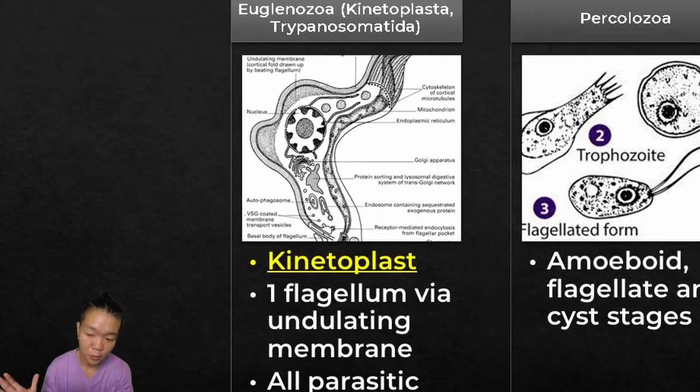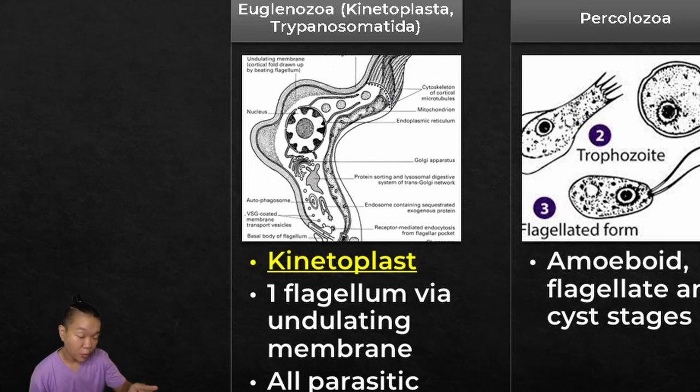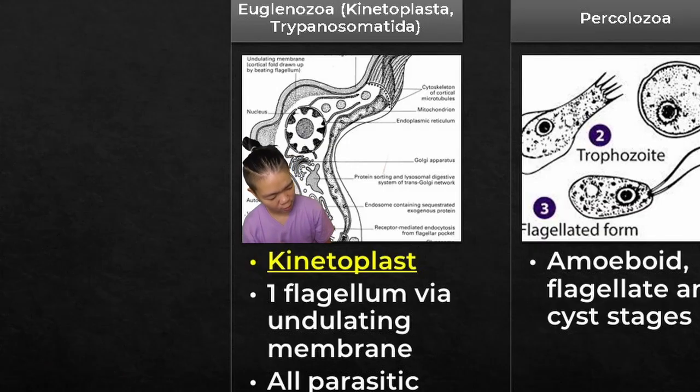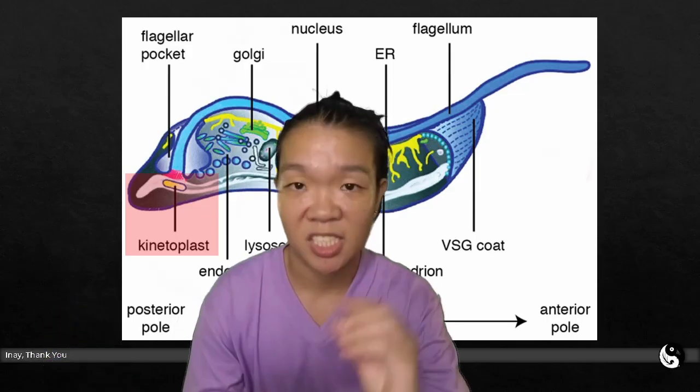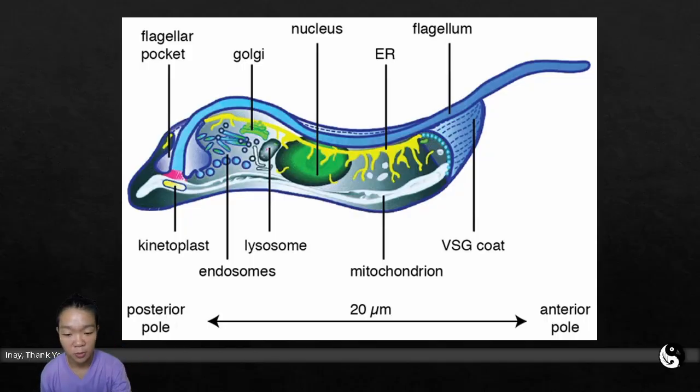For the Euglenozoans, specifically those under the group Kinetoplasta, more specifically Trypanosomatida, what they have is a single flagellum, either free or attached to the body by an undulating membrane. Ano naman tong kinetoplast? The kinetoplast, it's a mitochondrial genome that is closely associated with the base of the flagellum. It is not the nucleus. Iba pa po yung nucleus. But since, like we said, mitochondrial genome.